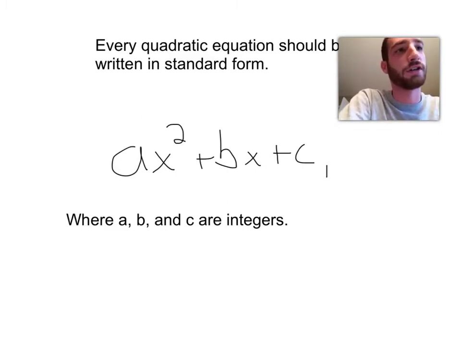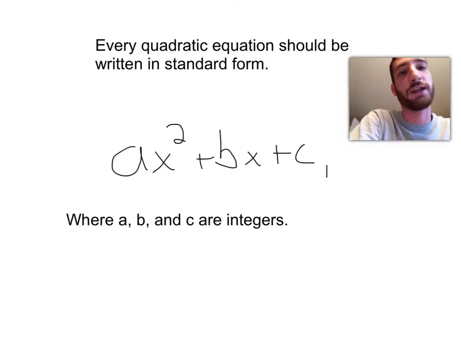We're going to start talking about writing equations from quadratic tables. Alright, so we will go through with our notes. First thing you need to know is every quadratic equation has to be written in standard form, which is ax squared plus bx plus c, where a, b, and c are integers.